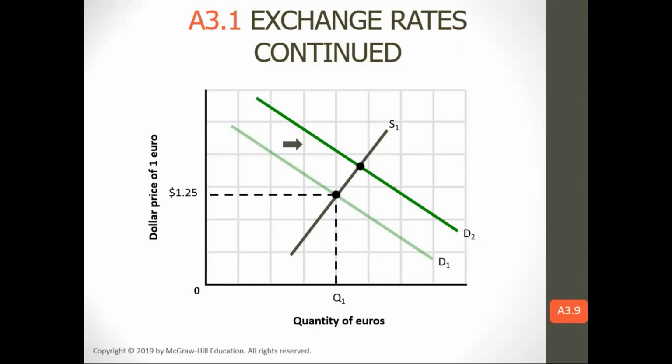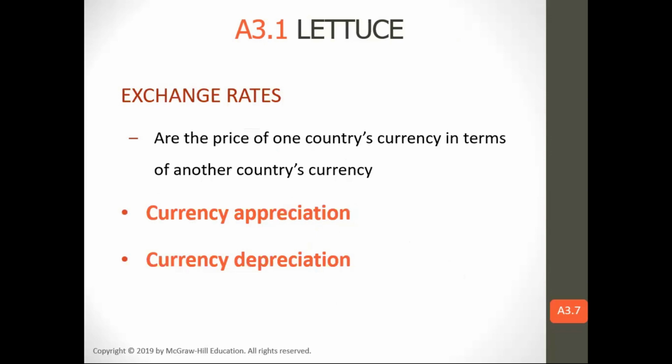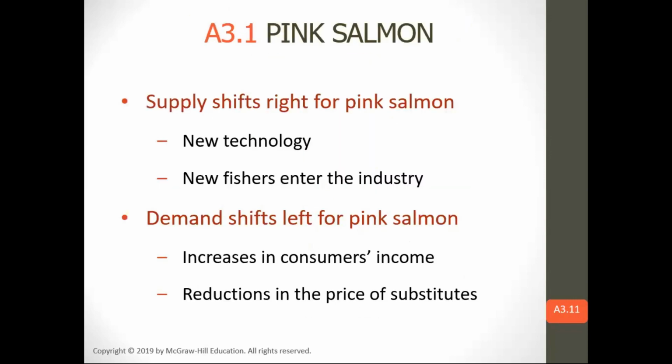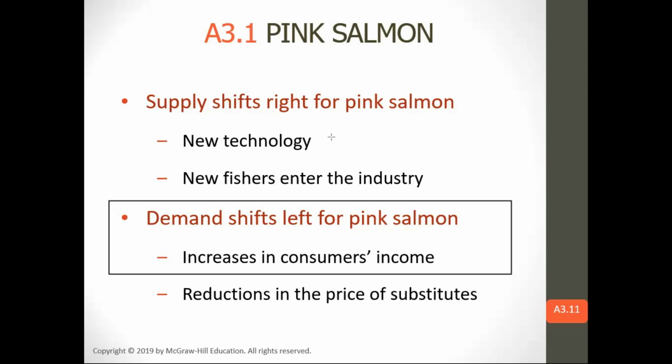Demand for a currency would increase if there's currency appreciation. There's a higher supply for pink salmon if there's new technology and new fishers enter the industry. So supply would shift right in those situations. Then demand shifts left for pink salmon if there's an increase in consumers' income. This is the case because pink salmon is an inferior good.